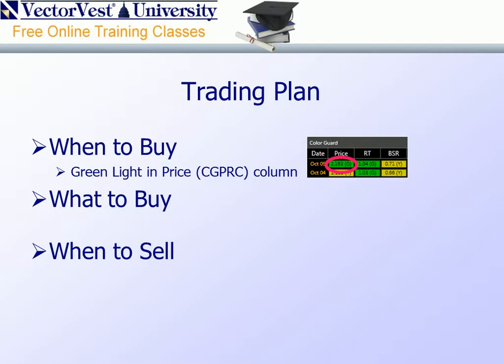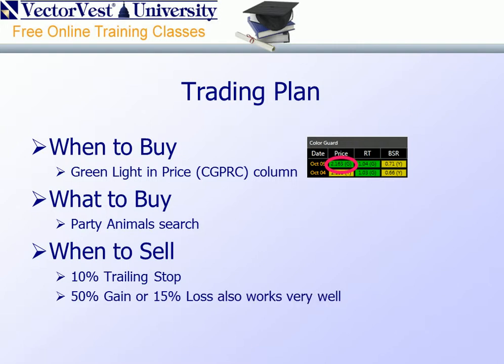Next, we need to know which search to use to determine what stocks we're going to buy. And as the name of the video implies, we'll be using the search Party Animals. And to sell a stock, just as we do in the model portfolio, we'll be using a 10% trailing stop to sell individual positions. Once again, is that the only stop criteria you could use? No. In fact, we'll see in a moment that selling using a 50% gain or a 15% loss also works very well and actually had better performance than the 10% trailing stop. In addition to that, we'll use the confirm down call to tell us when to close all positions that are left in the portfolio.